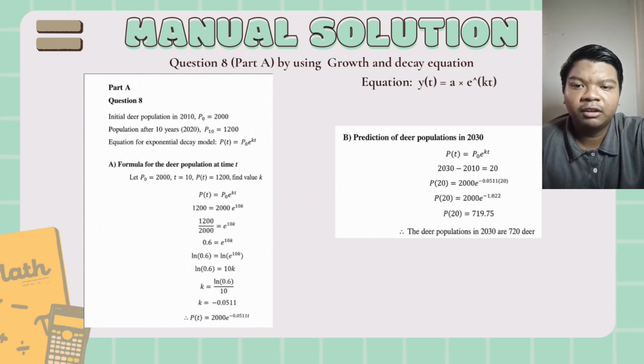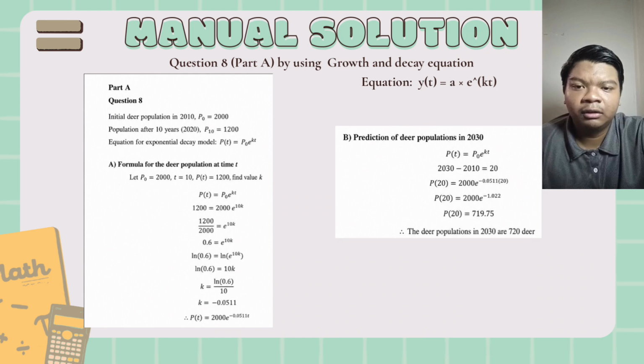After simplifying and using the logarithm rules on both sides, we find that k is equal to negative 0.0511. Therefore, our whole equation is P of t is equal to 2000 times e raised to the negative 0.0511t. Next, for part B, we need to predict the deer population in year 2030. Since 2030 is 20 years after 2010, we substitute t equal 20 into the equation.